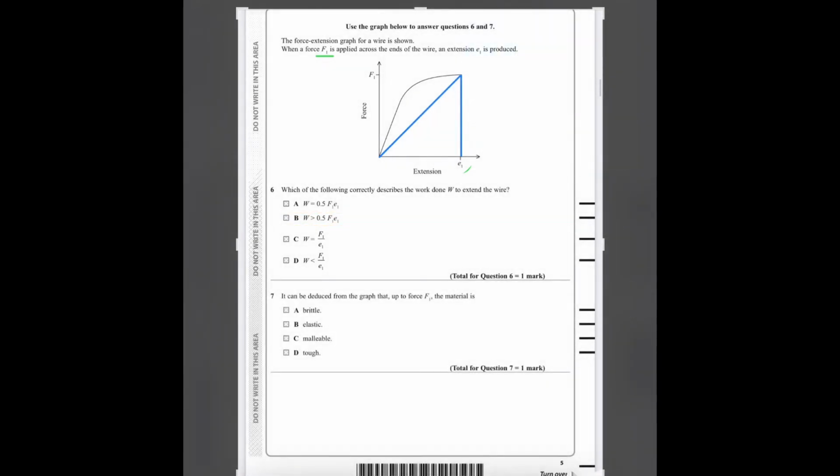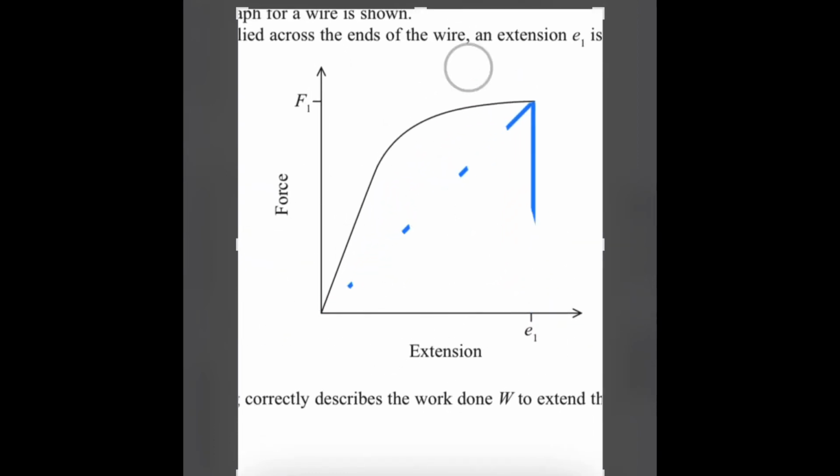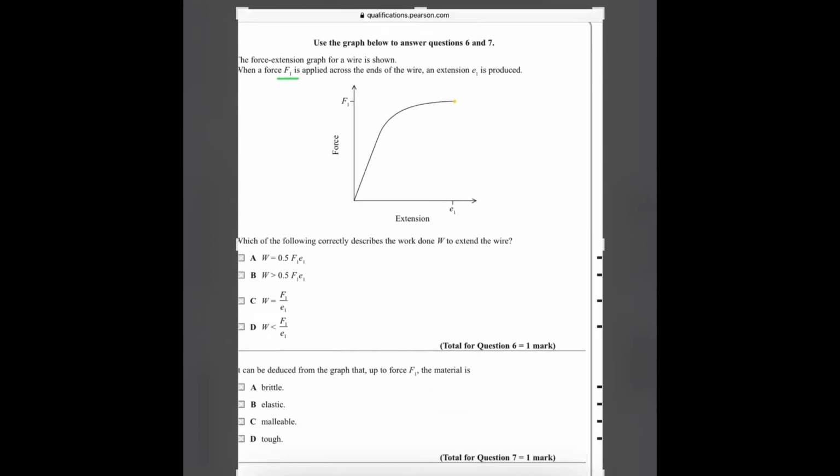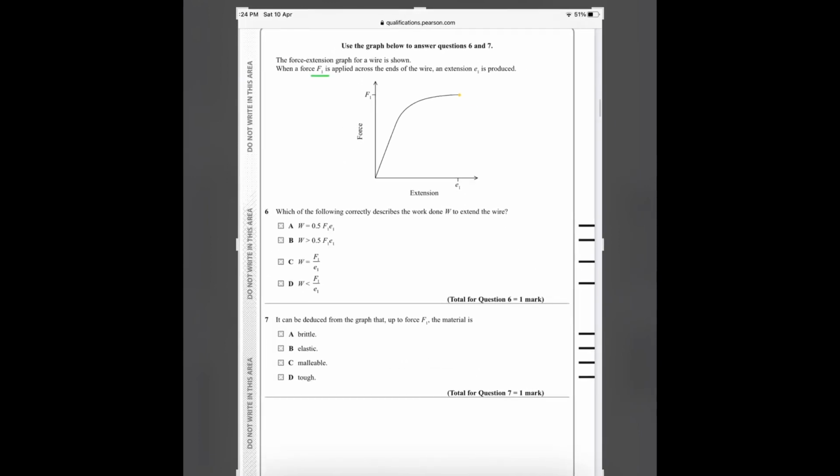Number 7. It can be deduced from the graph that up to force F1 the material is... So you can see in the graph that after F1 the wire breaks, right? Since there is no curve continuation, it means that the wire has broken, but up to F1 the wire was there, it did not break. So up to F1, since it did not break, it is strong or tough. So tough is the answer.